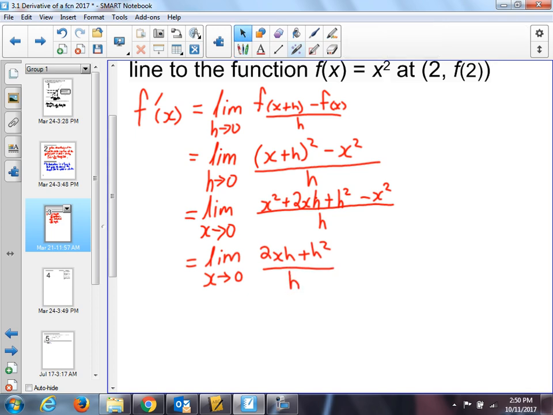So there it is. Everything's got an h here. What can you do now so that you could solve the limit? Yeah, you could distribute the divide by h portion.